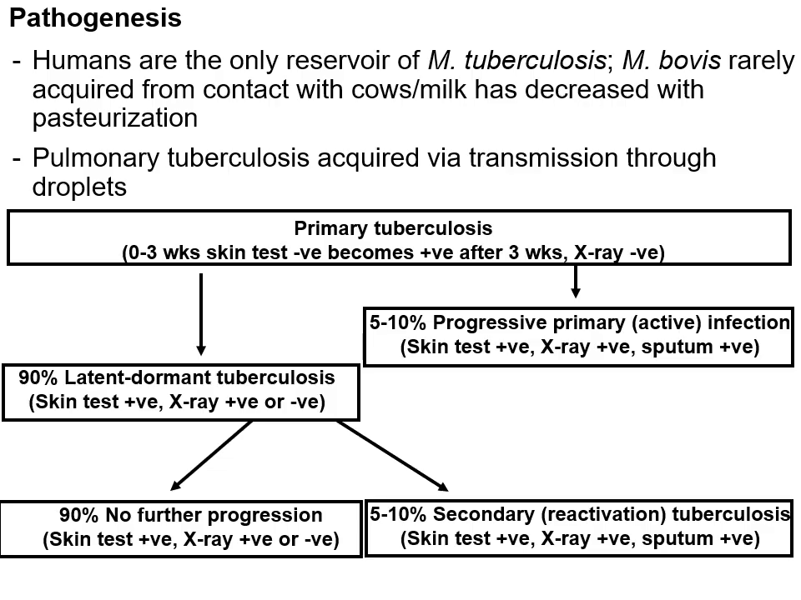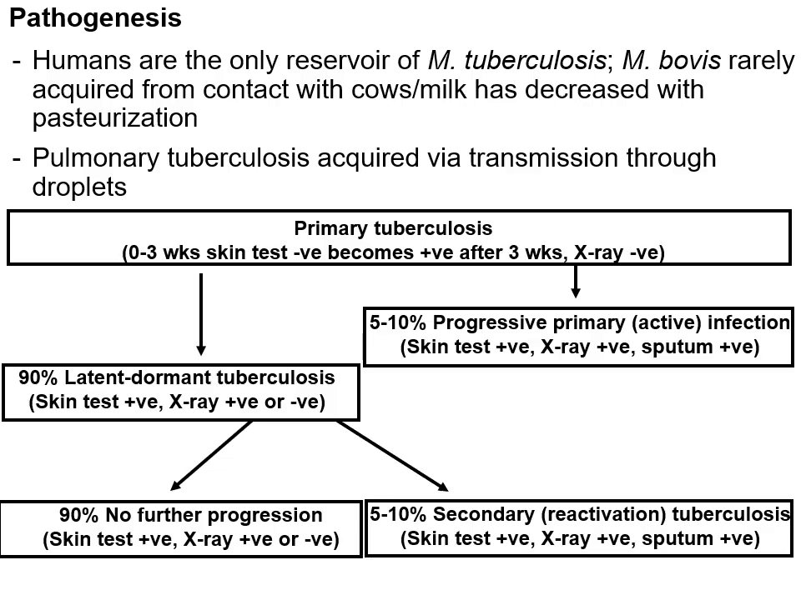Once you acquire the disease through droplets, the first phase of the disease is referred to as primary tuberculosis, which lasts somewhere between 3 and 6 weeks. For the first 3 weeks, the skin test, which we'll talk about a little bit later on, is negative, and then after 3 weeks, it becomes positive. If you take an X-ray at this point, it is typically negative.